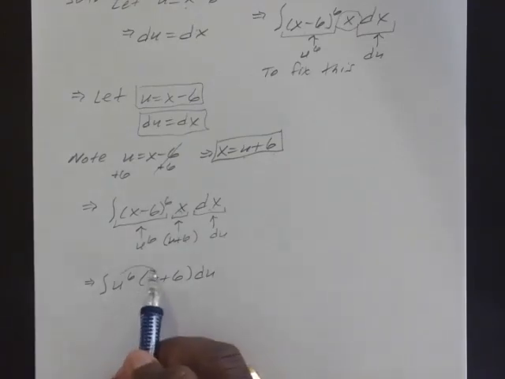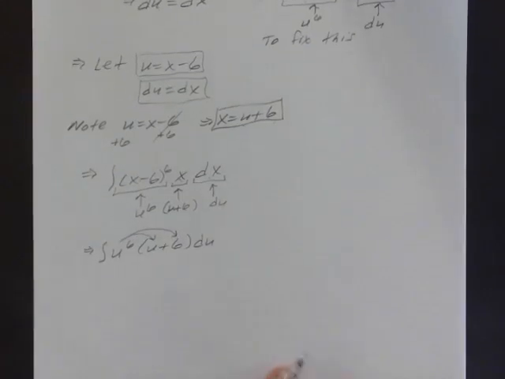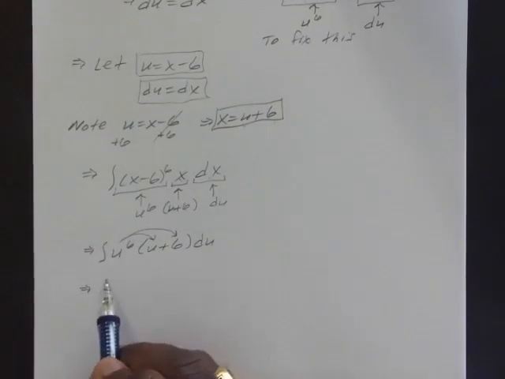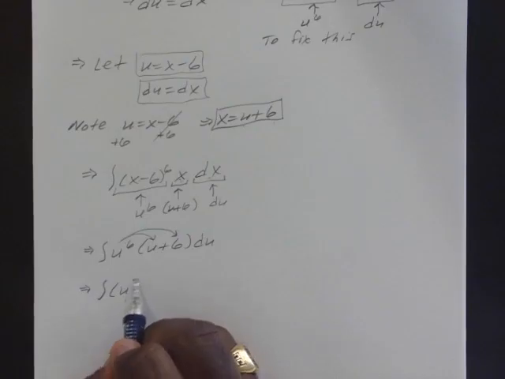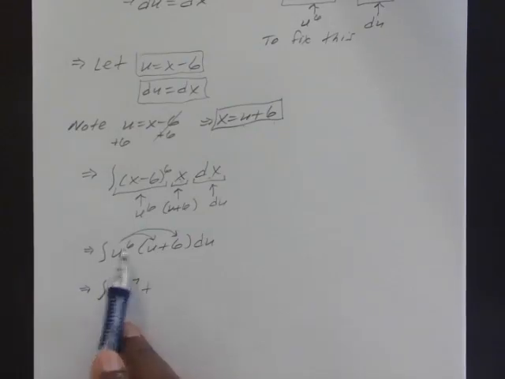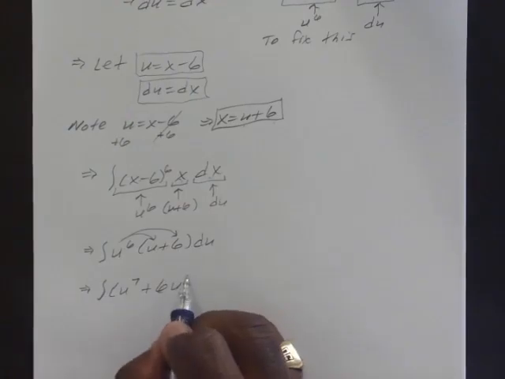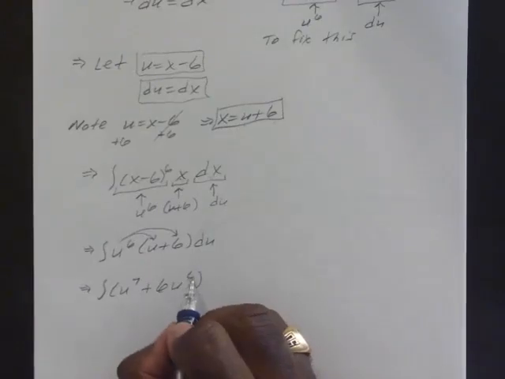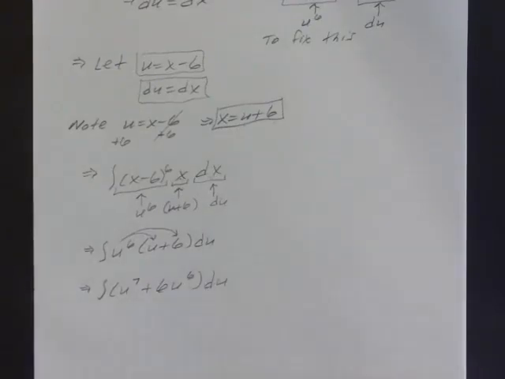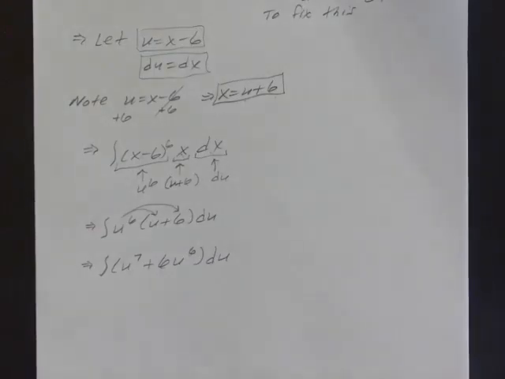So if we distribute that u to the 6th power, that gives us the integral of u to the 6th times u is u to the 7th power, plus u to the 6th power times 6 is 6u to the 6th power. So clean up that 6 a little bit. There we go, du. Okay, so now we can integrate like we normally would because everything matches up to be the independent variable u.